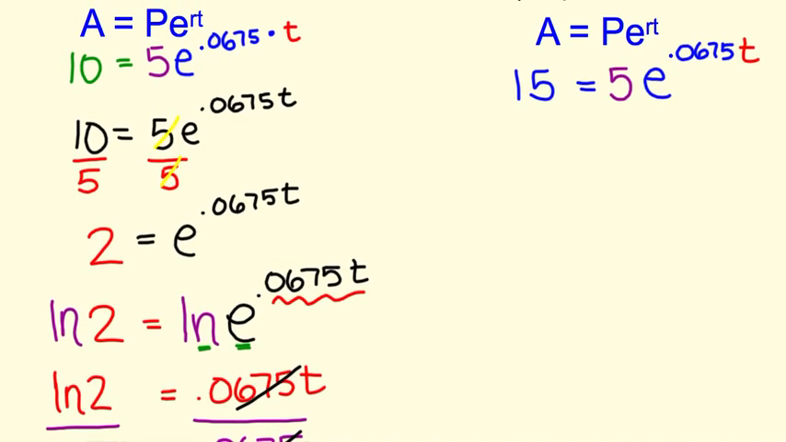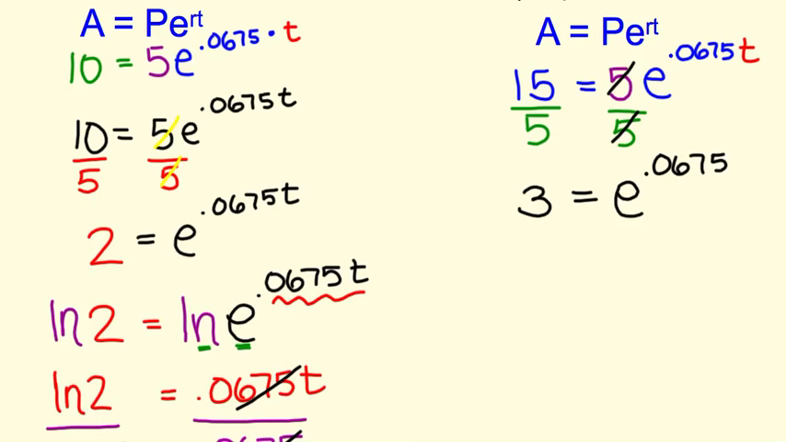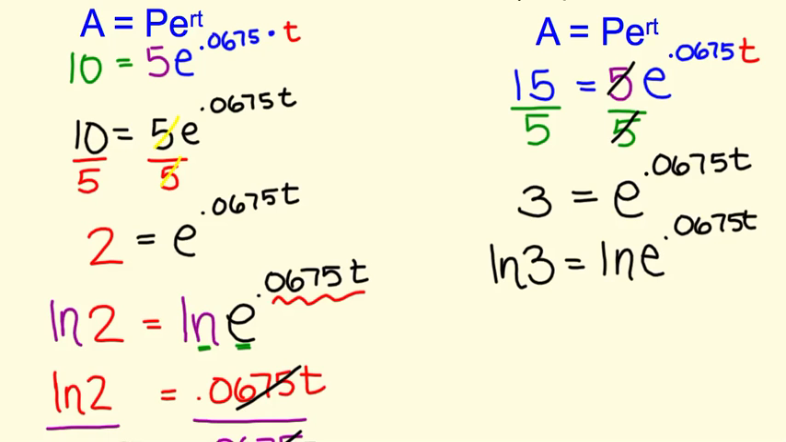So step 1 is to divide both sides by 5. Divide by 5, divide by 5. So the 5s will cancel on the right. We're left with 15 divided by 5 on the left, which is 3, equals e raised to the 0.0675t. Now we're going to take the natural log of both sides. Natural log of 3, natural log of e to the 0.0675t.